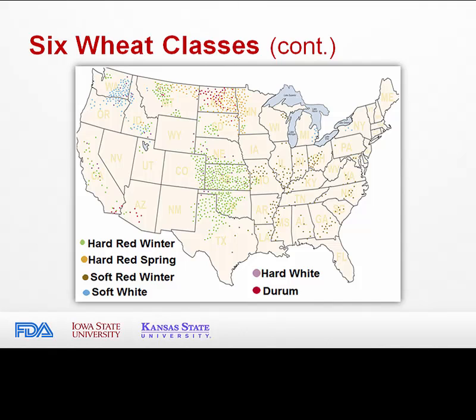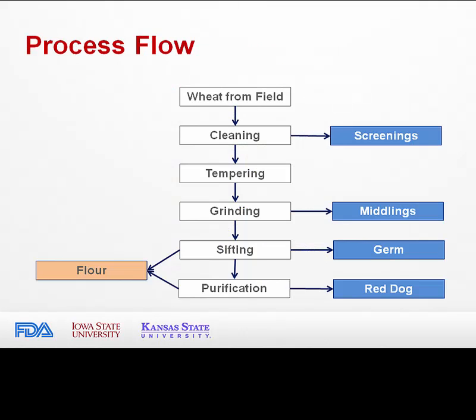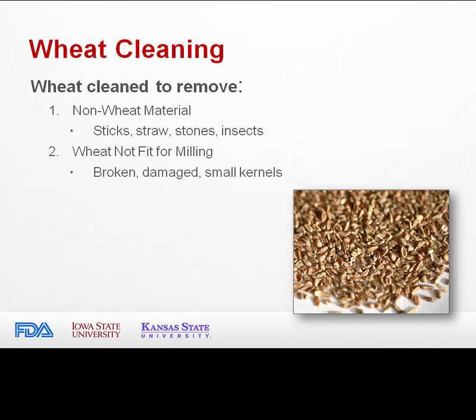The wheat milling process is quite complicated and could be an entire course in and of itself. In the abridged version, wheat is cleaned and tempered, then ground, sifted, and purified to produce flour. The various byproducts produced from this flour milling process are the primary animal feed ingredients derived from wheat. Once wheat is purchased from producers, it is stored in elevators prior to milling.